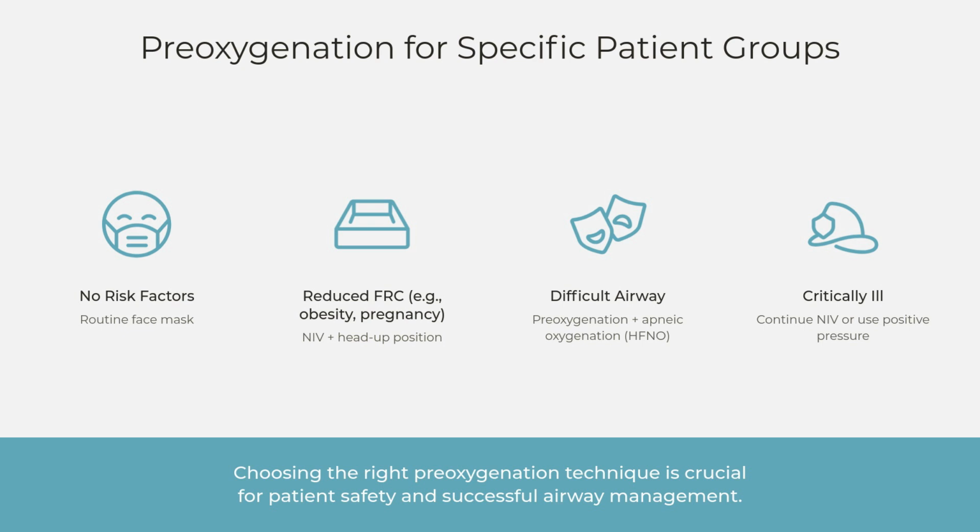For patients with a predicted difficult airway, we combine preoxygenation with apneic oxygenation, preferably using high-flow nasal oxygenation, to buy extra time during airway management. In critically ill patients, especially those already on NIV, we continue it with 100% FiO2 or use positive pressure techniques if they're cooperative, as these patients desaturate quickly and tolerate hypoxia poorly.